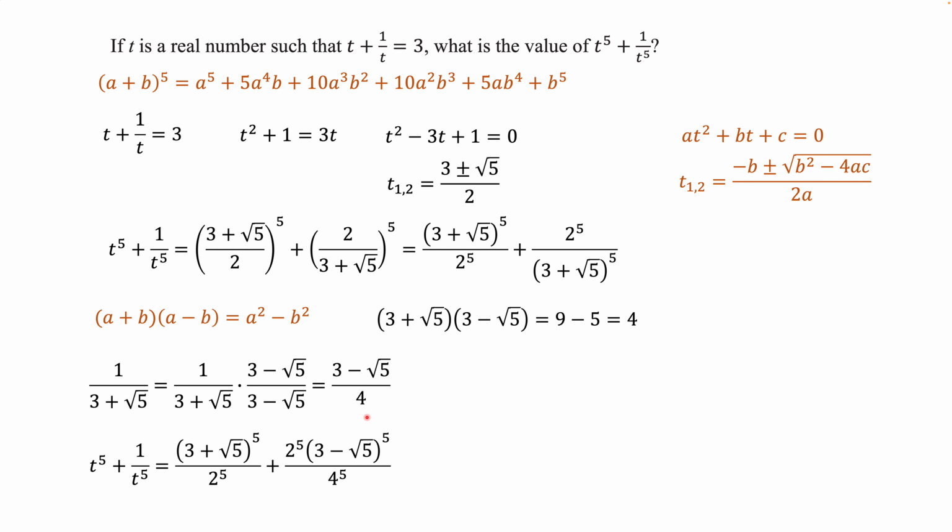And this is what I'm going to get here. Now, we can simplify this a little bit. We have 2 to the 5th here, 4 to the 5th here. We divide one by the other, and we get 2 to the 5th in the denominator. Now, the nice thing is the denominator is the same for both of those fractions. So we can simply pull it out, and that's what we're going to do next. And then we want to open up these two parentheses using this formula.